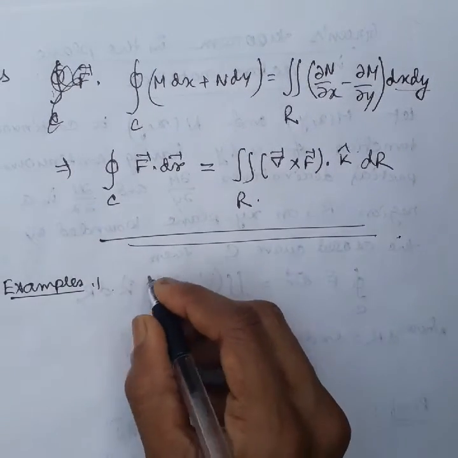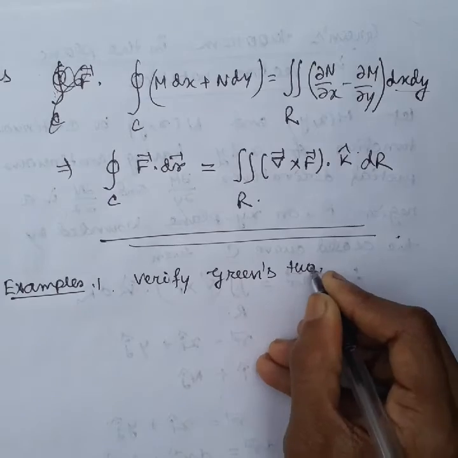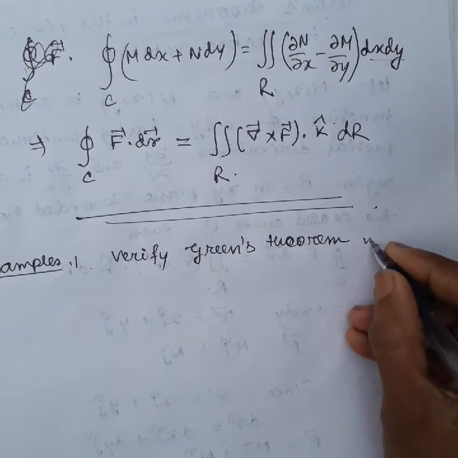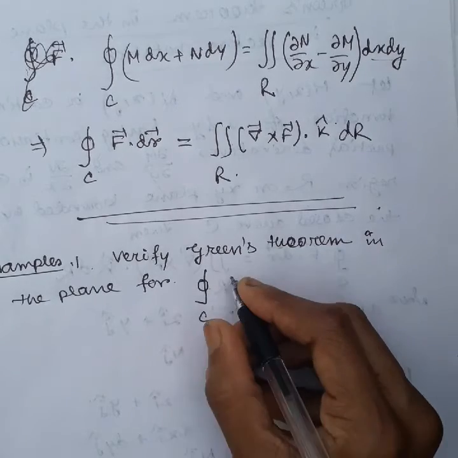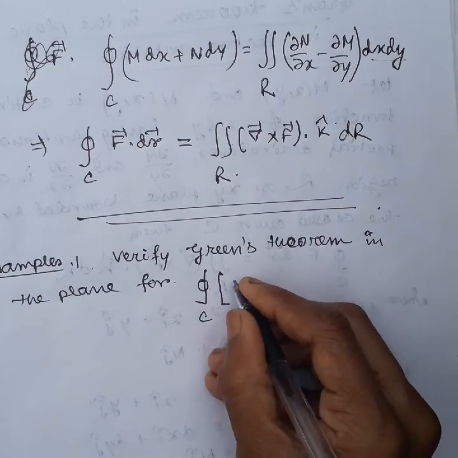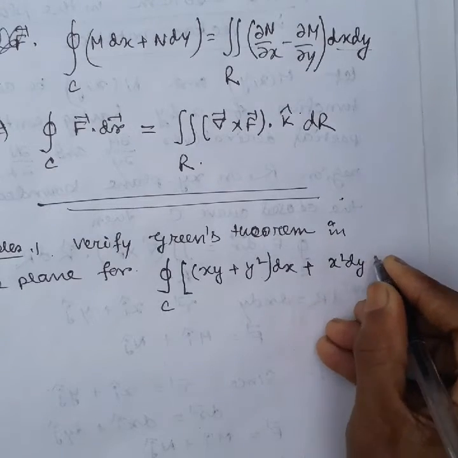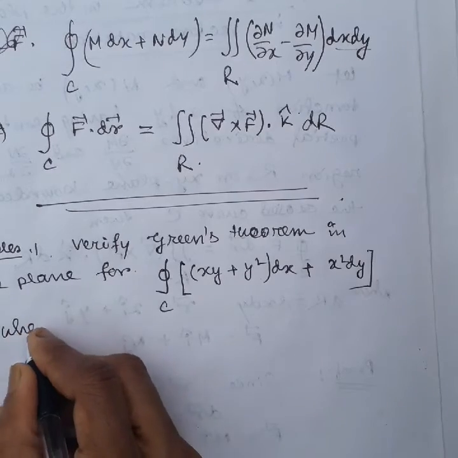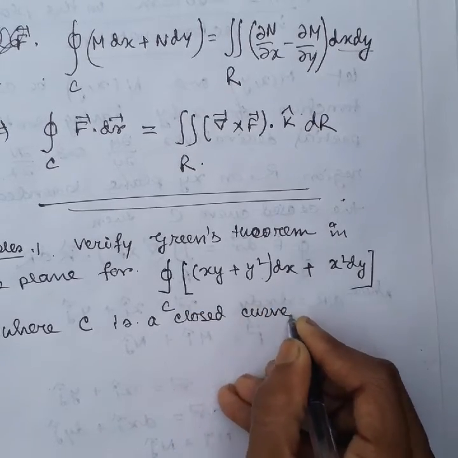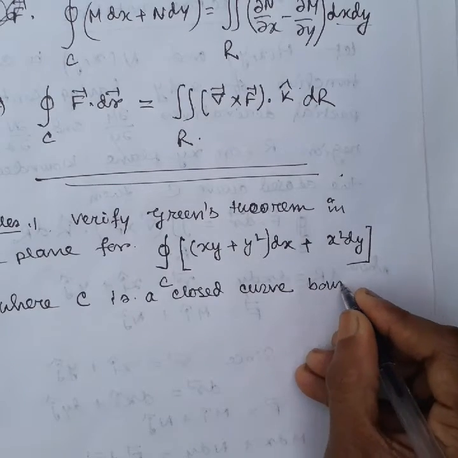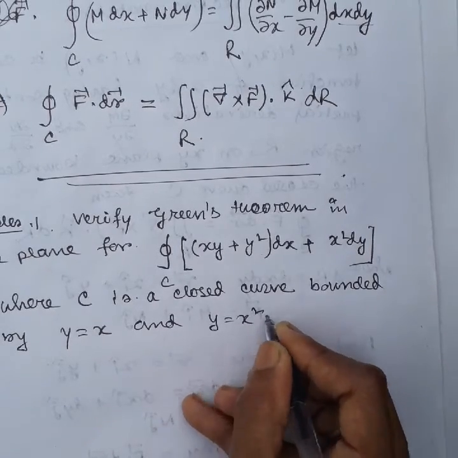So our first example is: verify Green's theorem in the plane for the integration along C of xy plus y square dx plus x square dy, where C is a closed curve bounded by y equals x and y equals x square.